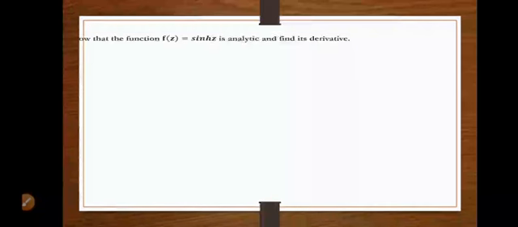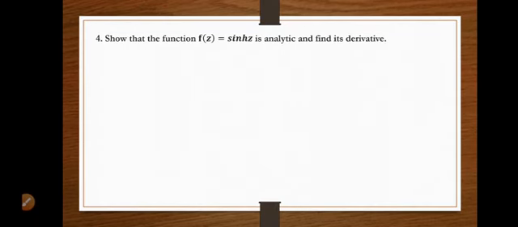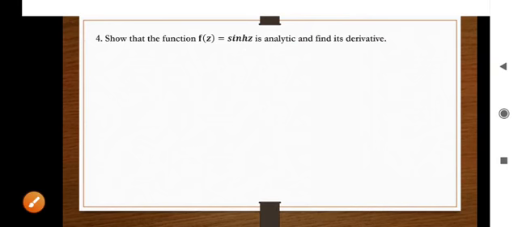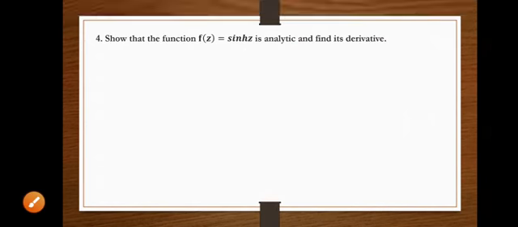Now some important examples. Here we are going to find the derivative also. So this is the additional part as compared to the first 3 examples. Here we are going to show that the function is analytic, means it should satisfy CR equations, and with this we are going to find its derivative. So let us go to the solution.